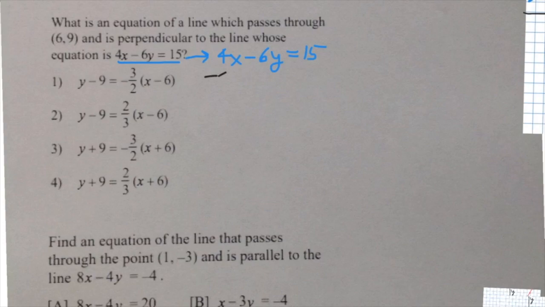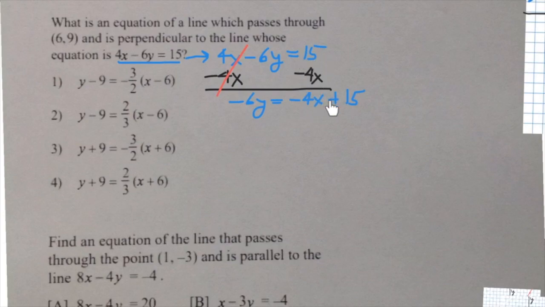So I'll start by trying to get y alone, so I'm going to move the 4x to the other side by subtracting it away. If I combine like terms, that gives me negative 6y equals negative 4x plus 15. Notice that I tucked the x in front. I wasn't able to combine these because they are not like terms, so they stay as two separate terms. The last step to get the y alone is to divide everything by negative 6.